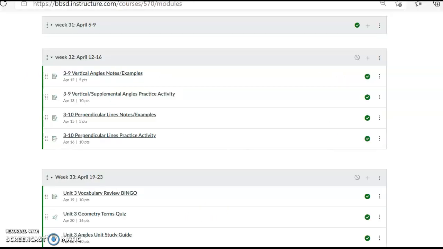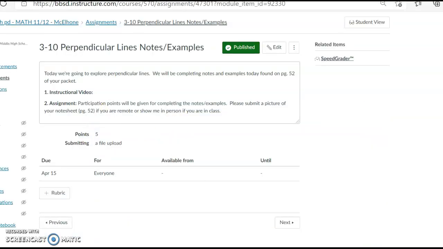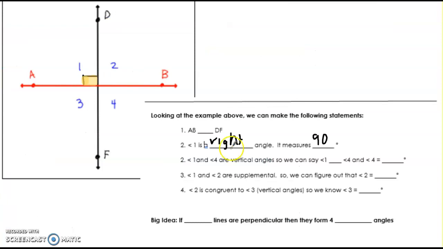If you're working with us in your packet, let me just double check here, we are on page 52. This is your note sheet. So angle 1 is a right angle and it measures 90 degrees. Angle 1 and angle 4, making a connection to the last lesson that we did, these are vertical angles. They are directly opposite of each other at those intersecting lines. So we could actually mark it up with our right angle symbol. It's a vertical angle, so we can say angle 1 is congruent or equal to angle 4. And so angle 4 is also 90 degrees, or that right angle.